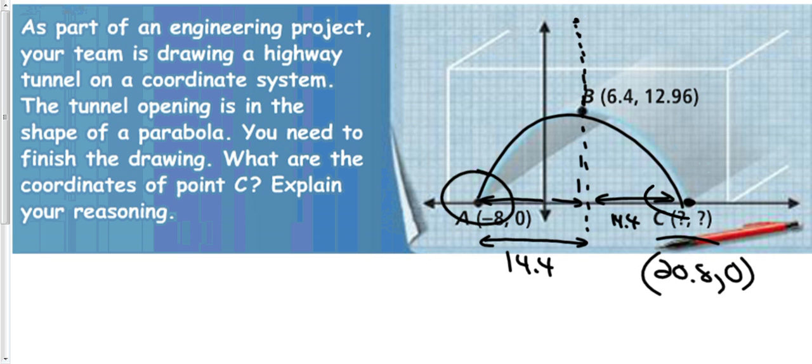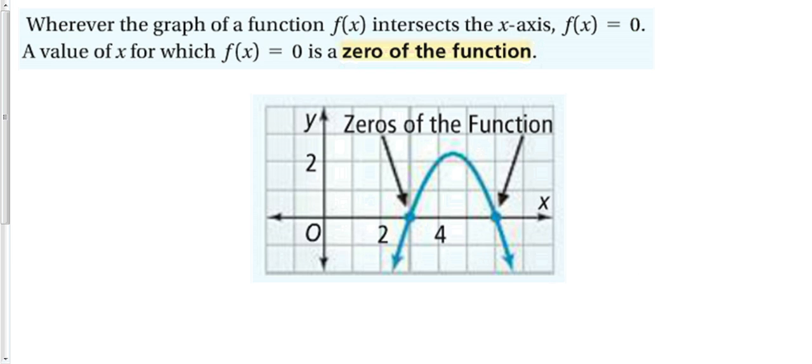We have these 2 points, the 2 points where the parabola crosses the x-axis, and we have this point B, the vertex. Okay? Those are going to be the 3 most important points when we are working with parabolas. We have learned how to find the vertex. Now we're going to learn how to find the 2 x-intercepts, also called the zeros of the function.